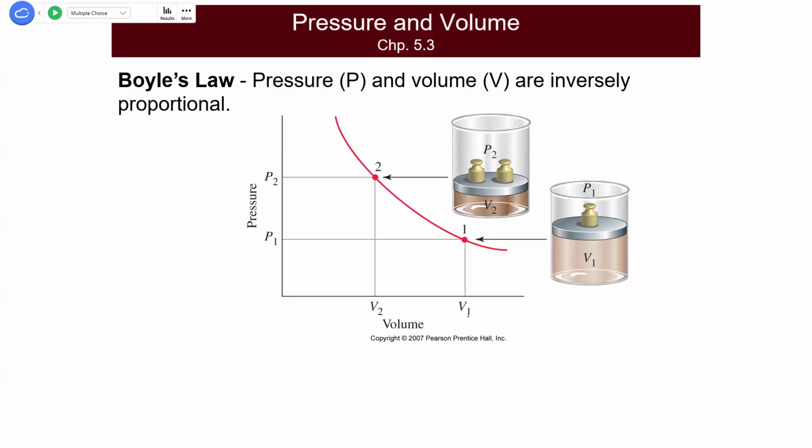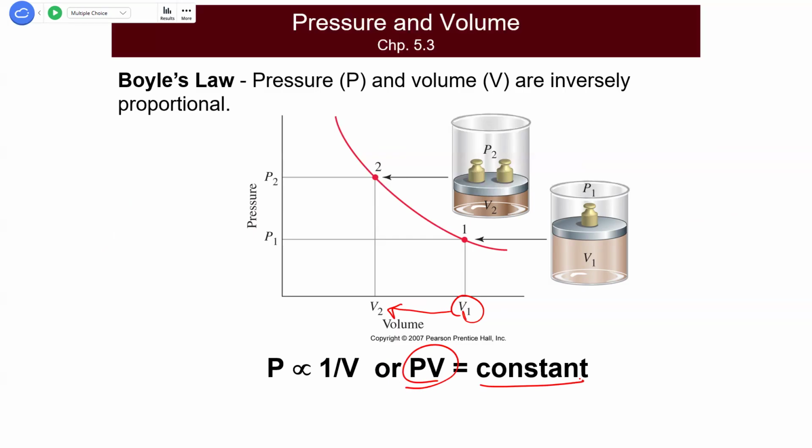So if we look at volume 1, we have a larger volume here, and we're going to shrink our volume to volume 2. We see that pressure goes from 1 to 2. So as we halve our volume, we're increasing our pressure by 2. Pressure is inversely proportional to volume, and the pressure times volume will always equal a constant, assuming that temperature and number of moles are held constant.